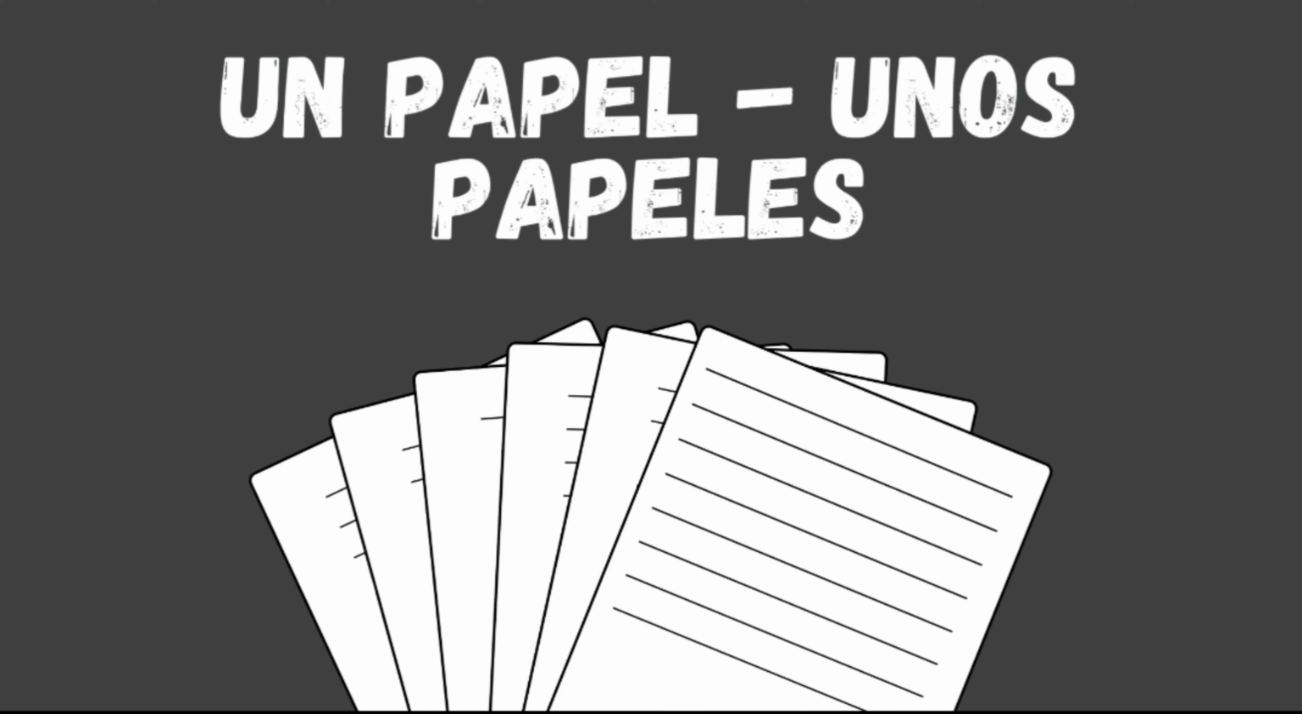Now, with the indefinite article a, an, some in English, we have to say a paper, okay? And in Spanish, we're going to say un papel, okay? Using the indefinite article un, because paper is having a male gender, okay? And in the plural form, we're going to say unos papeles. Some papers.